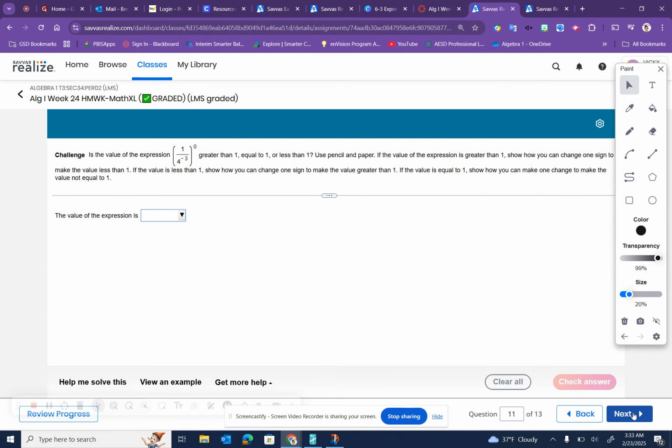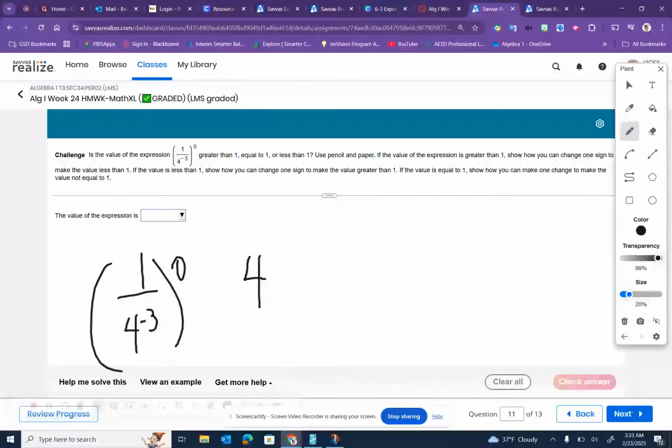This one is a challenge problem. Is the value of this expression going to be greater than 1, less than 1, or equal to 1? There's a little bit of work we're going to do on this one. The negative exponent rule says if it's negative, we bring it to the denominator to make it positive. But if it is negative in the denominator, we're going to bring it to the top to make it positive. So this becomes 4 to the, sorry, not negative third, but just positive 3.